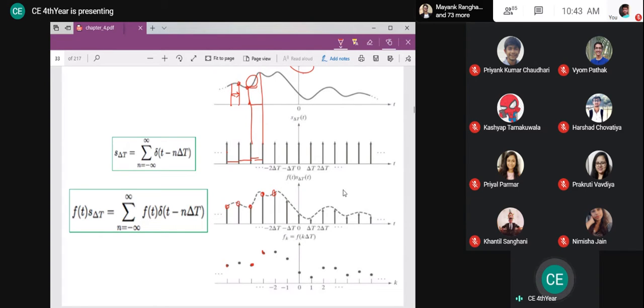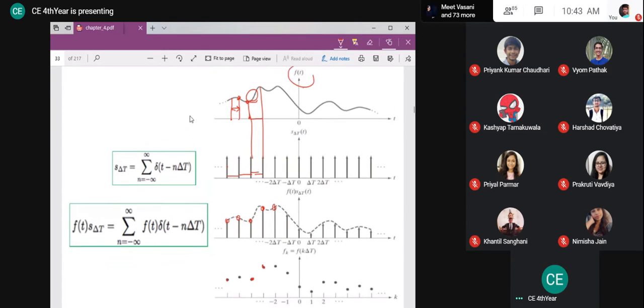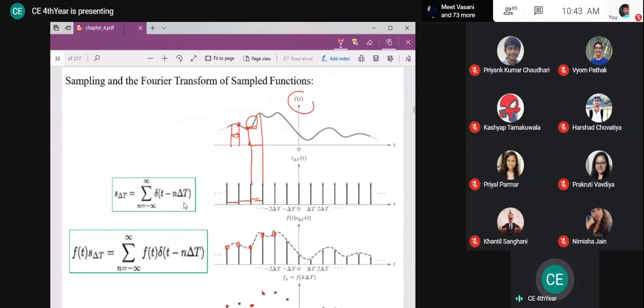Let us conclude the things. This is my function. This is my impulse train. Can you see this impulse train? The impulses are located at n delta t, where n varies from minus infinity to plus infinity. So if n is zero, it is at zero. If n is one, it is at delta t. If n is minus one, it is at minus delta t, and so on. This is the impulse train that we have already studied, right?